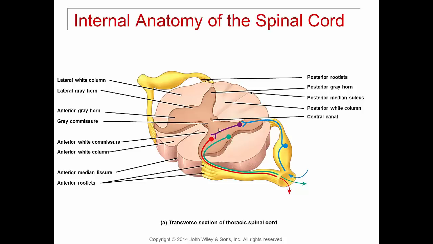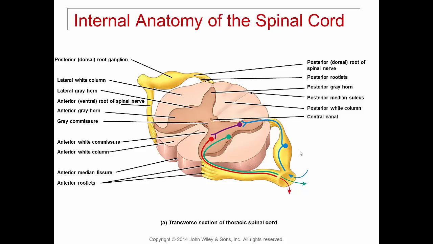In addition, at each spinal nerve level, we have something called rootlets that leave or enter the spinal cord, depending on if it's carrying motor or sensory information. They're part of the peripheral nervous system, and on the anterior side, we have what's referred to as the anterior or ventral root. This is where we have all the motor neurons that exit the spinal cord. On the posterior side, we have the posterior or dorsal root, which contains all the sensory neurons that are entering the spinal cord.